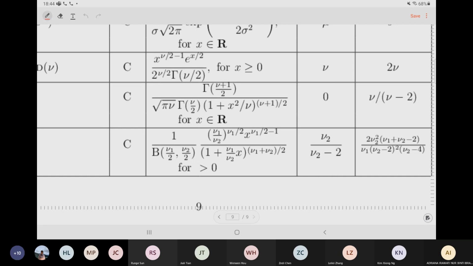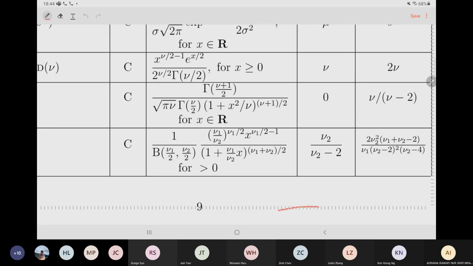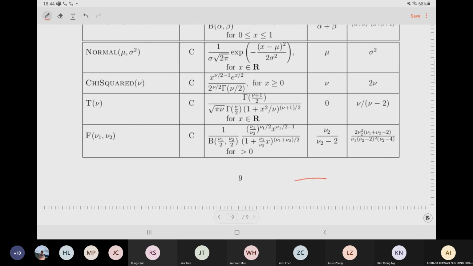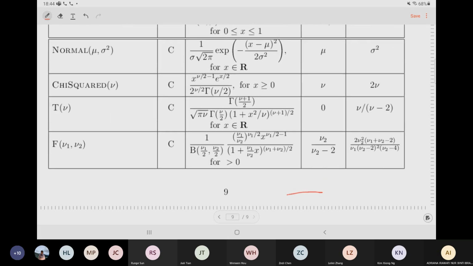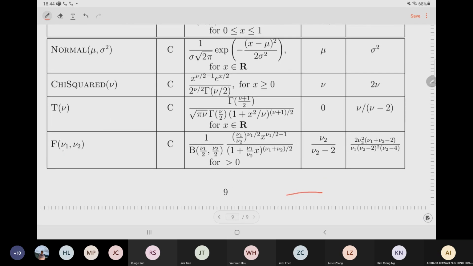If you look over here, this is the F, F with V1, V2. And here your variable is X. If you look over here, the kernel is actually this part, which I just wrote in red. This is your kernel. So just now was a kernel of F.